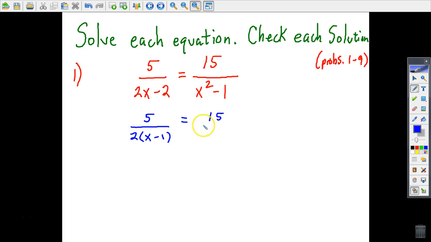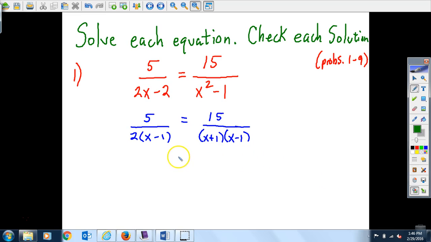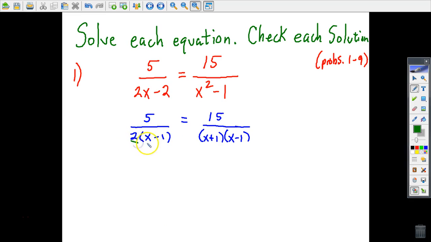Okay, so the blue is just the given red problem that shows the denominators in factored form. And the only reason really for factoring the denominators is to make it easier to find the least common or lowest common denominator. So hopefully you can see, as a review of our last lesson, my lowest common denominator is 2 times x minus 1 times x plus 1. Since these denominators already have x minus 1 in common, I don't need to include it again.